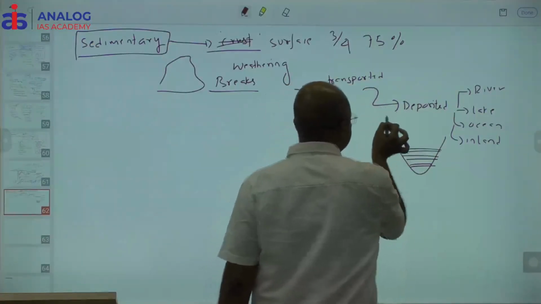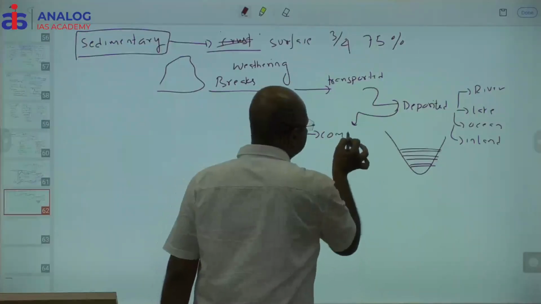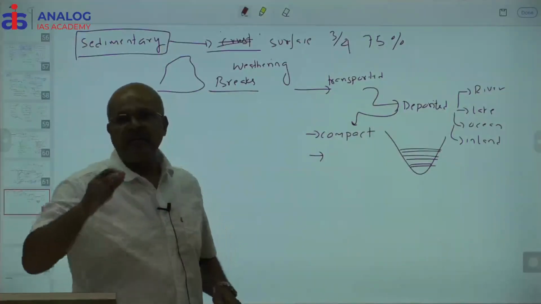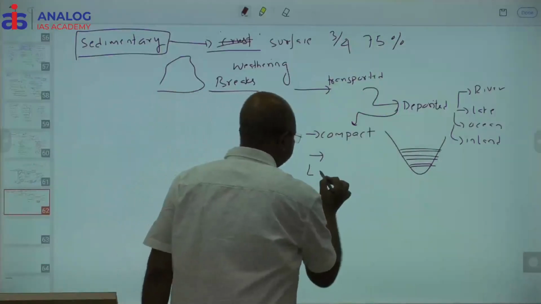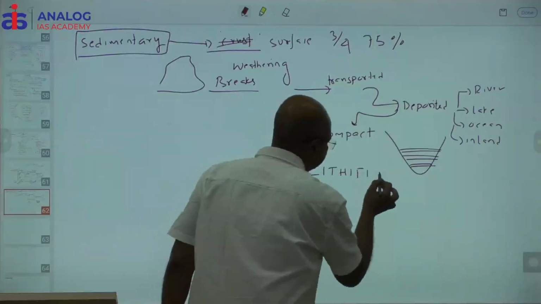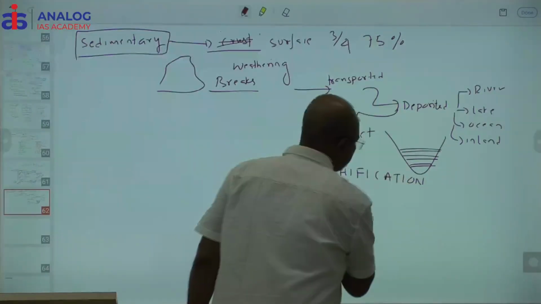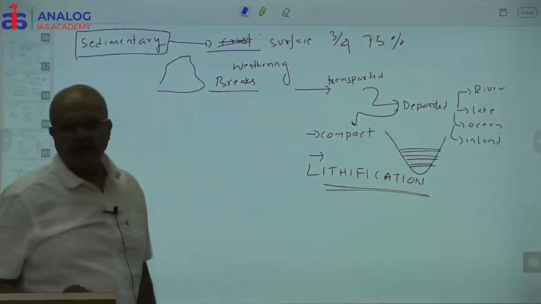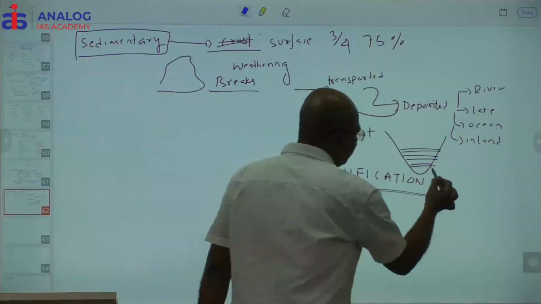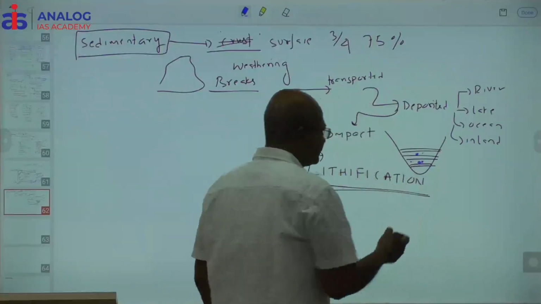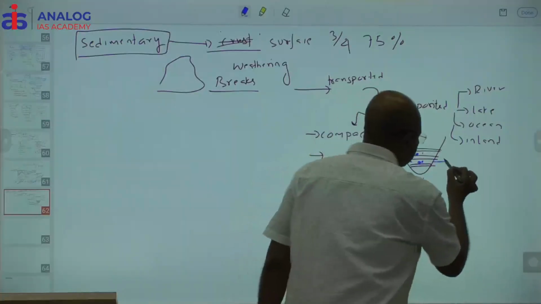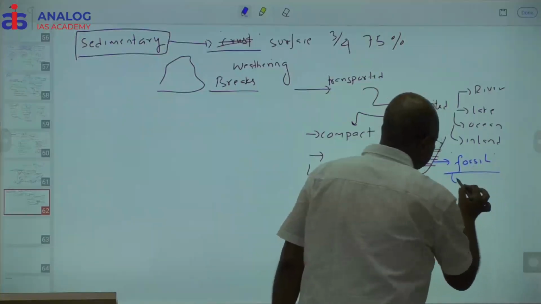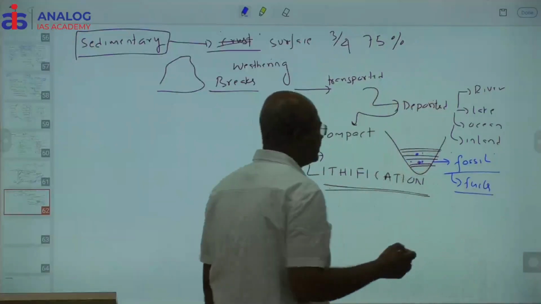And this deposition is very compact, and we refer to that as lithification. And such rocks, we refer to as sedimentary rocks. As they deposit layer by layer, sometimes dead plants and animals will be there. Hence, these are the rocks which contain fossils, and these are the rocks which provide fossil fuels.